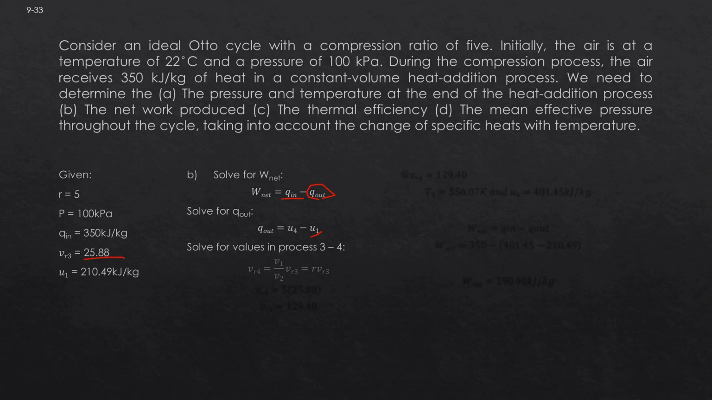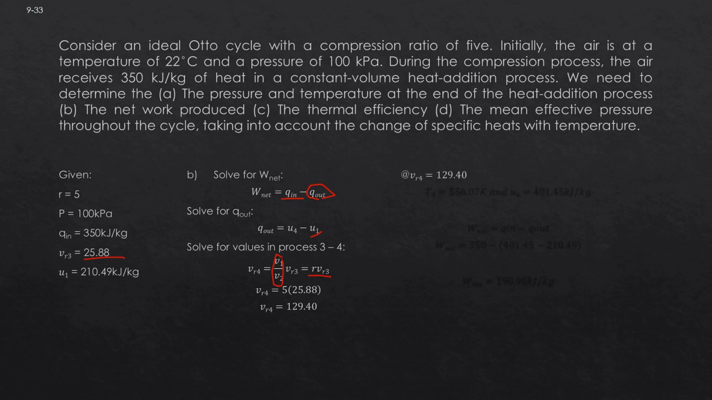In process 3 to 4, we have the equation V sub R4 equals V1 over V2 times V sub R3. We know that V1 over V2 is equal to r, the compression ratio. Plugging in the given values, V sub R4 equals r, which is 5, times V sub R3, which is 25.88. Calculating, we get V sub R4 equals 129.40.